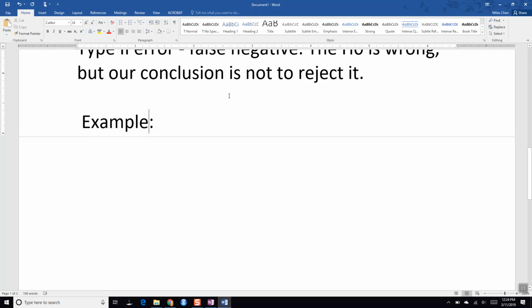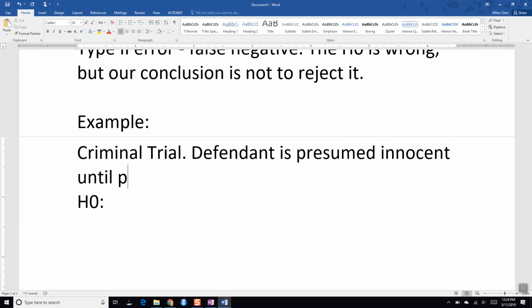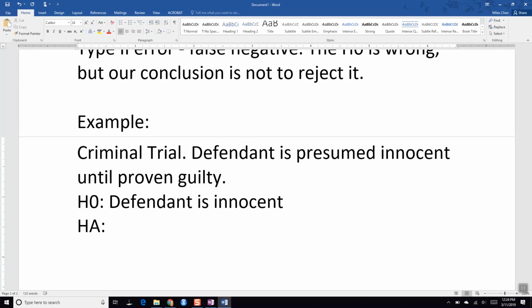All right, example, okay. So let's say we have a criminal trial, all right? All right, the null hypothesis. So in the United States, we always say defendant is presumed what? Defendant is presumed innocent until proven guilty, right? Which means, what is our null hypothesis? The null hypothesis is defendant is innocent. Alternative is defendant is guilty.